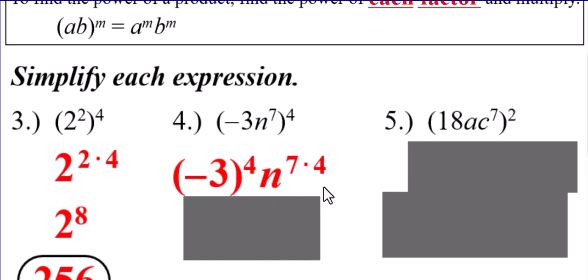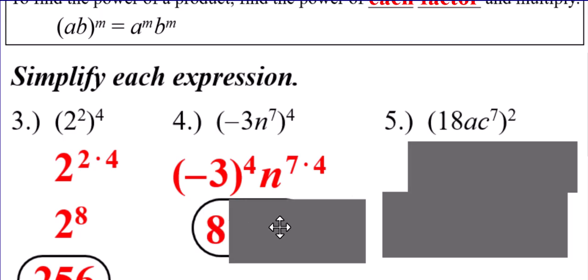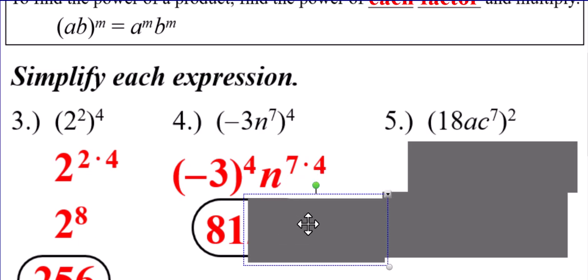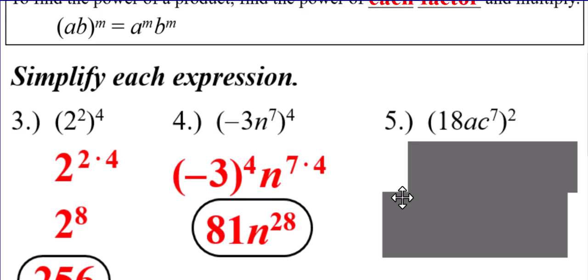So I hope you're writing this down. Now, let's figure this out together. -3 times -3 would be +9, times another -3 would be -27, times another -3 would be +81. Now, you probably remember that if it's an even exponent, you'll get a positive answer. All right, how about n to the 7 times 4? Well, that would be n to the 28th.